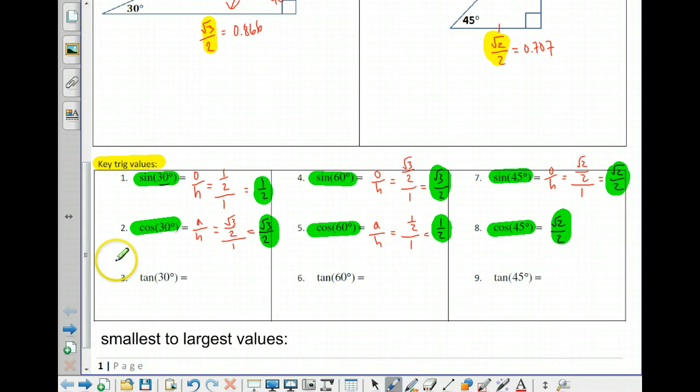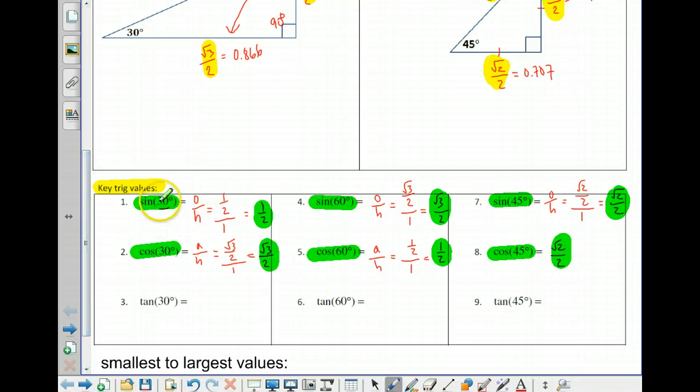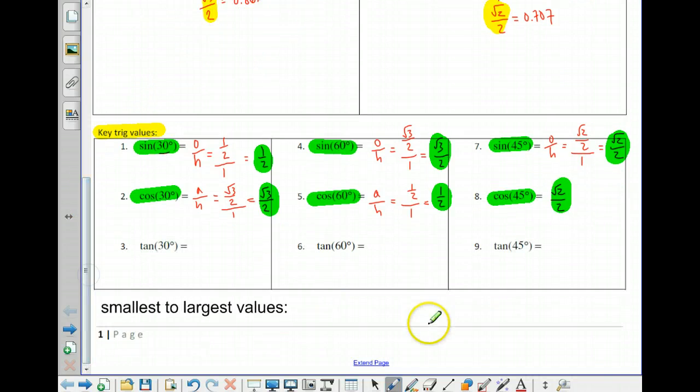Yes? On the mode, will we use radian or degree? Well, we would be in degrees because these triangles are labeled degrees. You can think of them in radians, but when you're dealing with triangles, you generally think degrees. But you have to look at each problem individually.